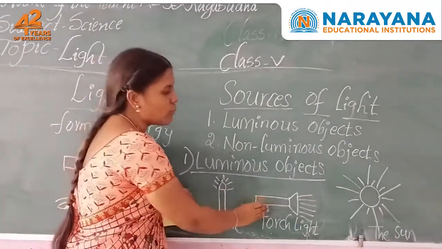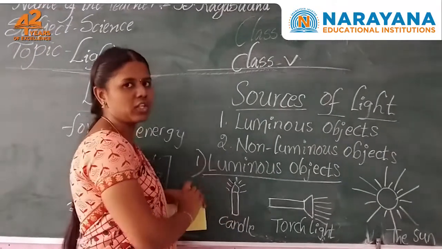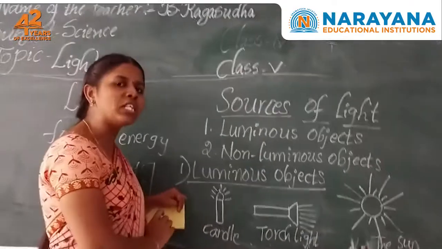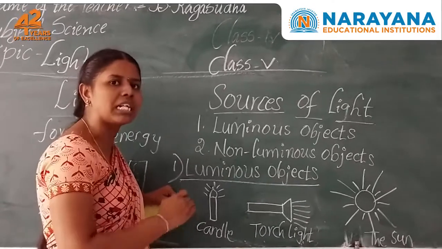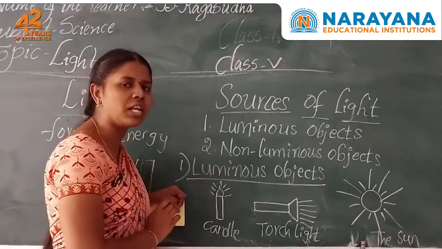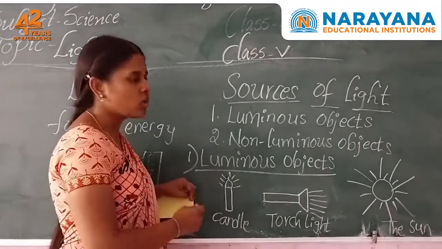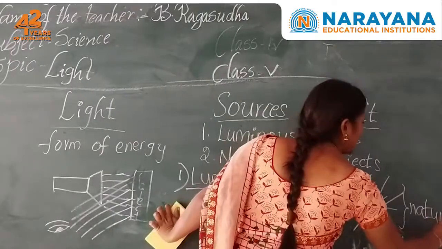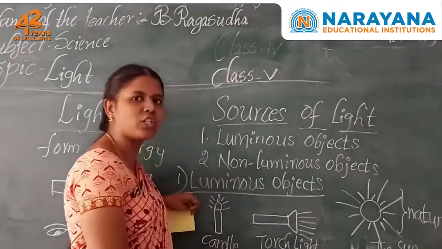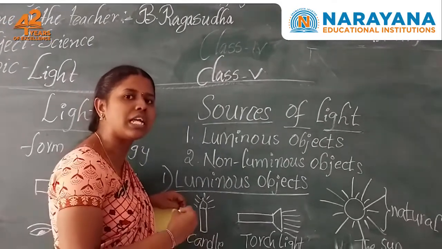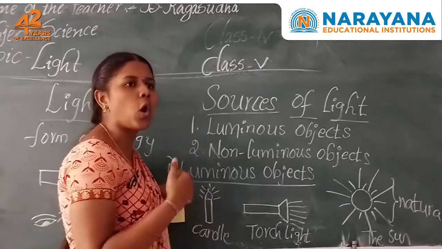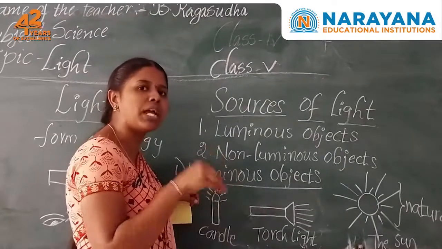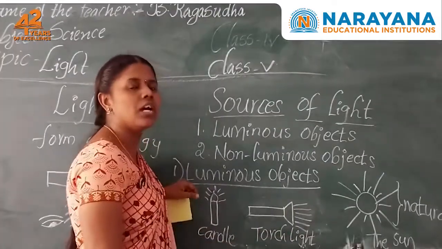Among these, some of them are artificial and some of them are natural. What is meant by natural? Natural means it occurs by itself. Artificial is nothing but man-made. Here the sun is called natural. Why? Because the sun gives light by itself only. We are not lighting the sun and we are not giving any light to the sun. The sun is giving light by itself only. So the sun is called the natural one.